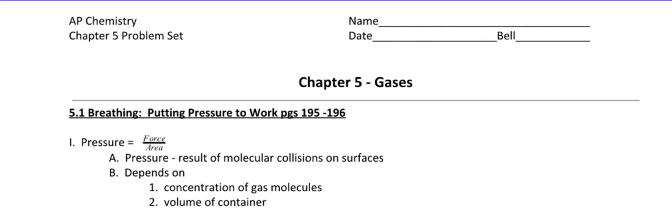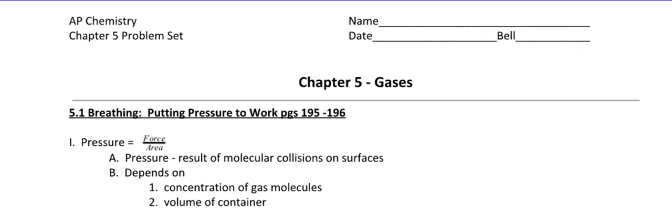So how much weight do you distribute over a certain area? For gases, though, what is pressure? Pressure is the result of molecular collisions on surfaces. That's the idea of area again. The presumption is that gases are always moving and colliding. So how can we make more collisions or fewer collisions on a certain area? That would be what your pressure is.